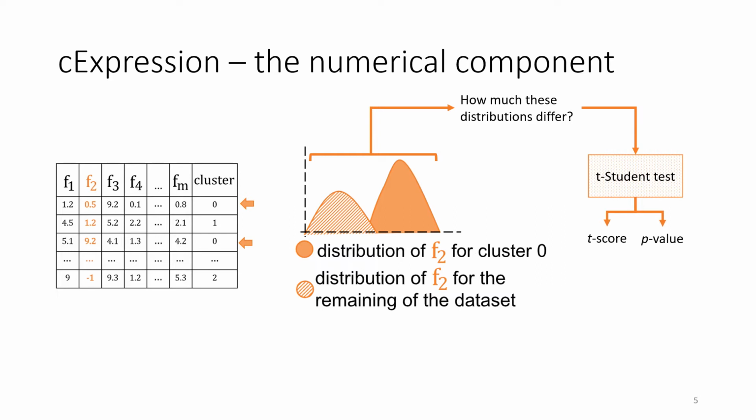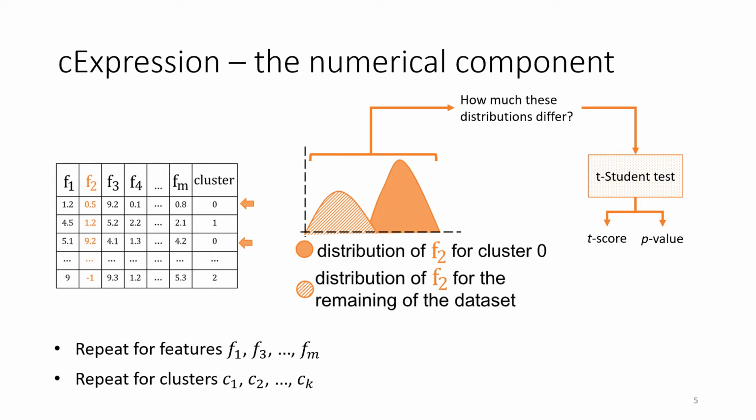The t-score will measure the difference between the distribution of F2 for cluster 0 and the distribution for the remainder of the dataset, and the p-value will tell us how trustworthy the result is. We repeat this for every feature and for every cluster, and for each cluster, if we order the features based on t-score, we will have on top the most defining features.